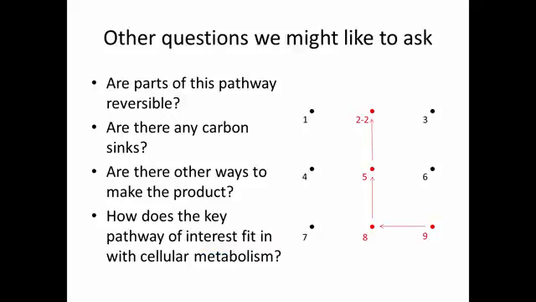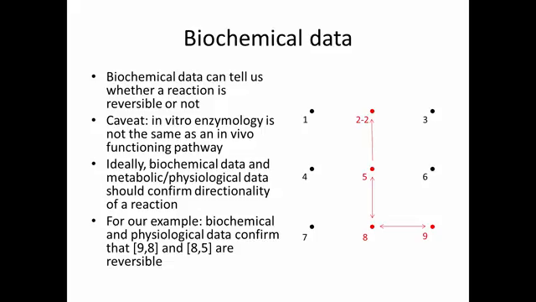So for our pathway here, or for our network that we want to make, we might want to ask other questions like, are parts of this pathway reversible? Are there any carbon sinks? We have product 2 here. Are there any sinks like product 4 or 7 or whatever that are taking carbon away from product 2? We would want to know that. Are there other ways to make the product? Does metabolite 3 make number 2? We don't know that yet. And how does the key pathway of interest fit in with cellular metabolism? We probably can't ask that question here unless the cell that this pathway is a part of only makes 9 metabolites, which is very unlikely. But anyway, that is a question that could certainly be asked in a bigger system.